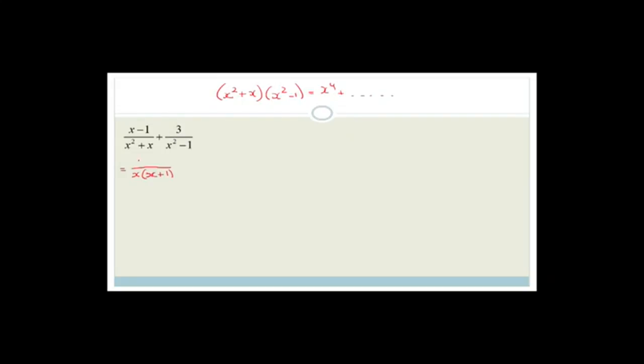Okay, and what's at the top? x minus 1, because I haven't changed it. Plus, yeah, we've got 3 over. This is the difference of two squares. This is a perfect square, and this here is just a 1, which is a perfect square, and they're separated by a minus. So that is actually the difference between two squares.